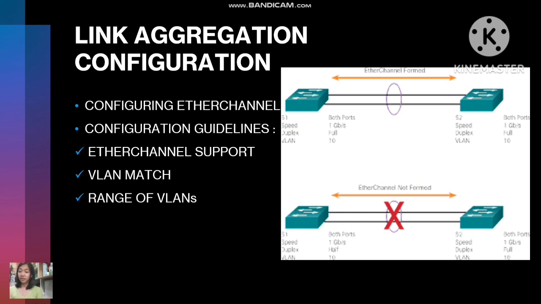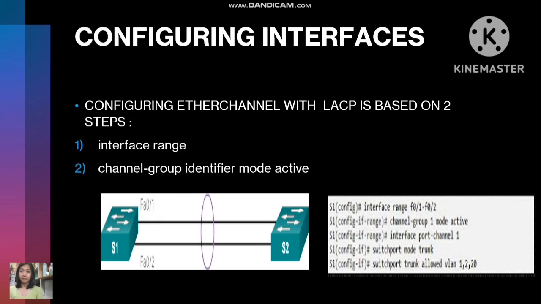An Ether channel supports the same allowed range of VLANs on all the interfaces in a trunking Ether channel. If the allowed range of VLANs is not the same, the interfaces do not form an Ether channel even when set to auto or desirable mode. As shown in the photo, here is configuring Ether channel with LACP based on two steps. We have the interface range and the channel group identifier mode active.